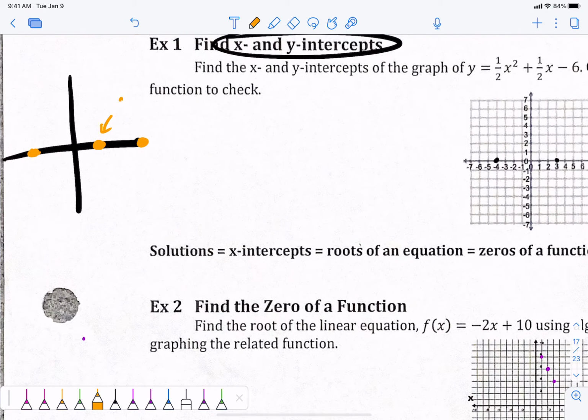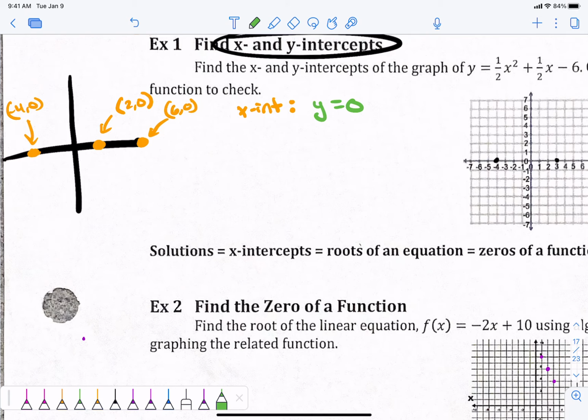Let's say that this guy is the point (2, 0). Let's say that this guy is the point (6, 0). Let's say that this guy is the point (-4, 0). Each one of those is an x-intercept. Now, there is something common about each one of those points: the y coordinate is 0. Y equals 0 if you're looking for the x-intercepts. So if we're trying to find the x-intercepts, we would just plug 0 in for y. Now let's talk about the y-intercepts. I'm going to do that down here.